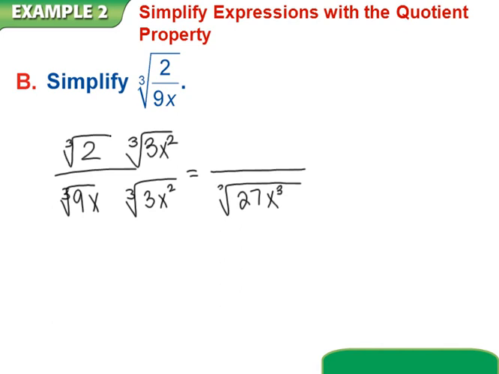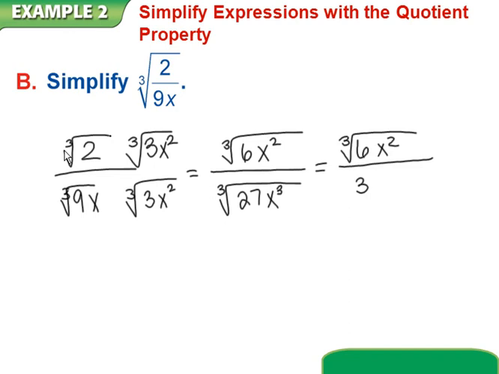And I forgot the cubic root right here. Okay, the top becomes the cubic root of 6x squared. I can't do anything with the top. But the bottom, the cubic root of 27 will be 3. The cubic root of x cubed is x. Do I need absolute value bars? Started odd, so no, I do not. That's our answer.